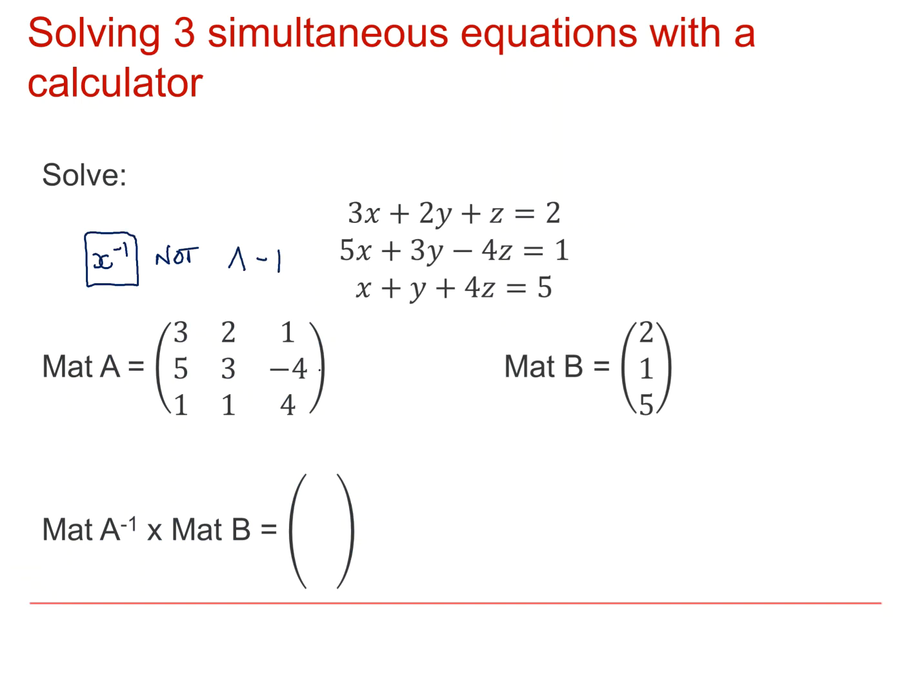Anyway, once you've got these two matrices in your calculator, you simply do matrix A inverse multiplied by matrix B and get the answer minus 15, 24, minus 1. And now you can simply write down your solution. x equals minus 15, y equals 24, and z equals minus 1.